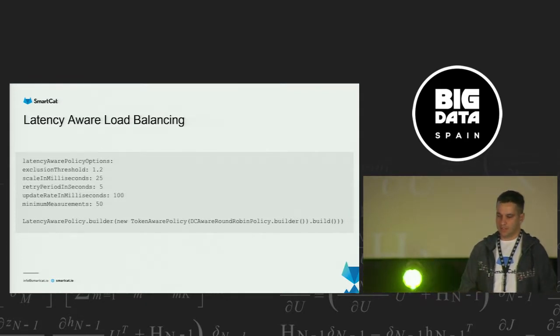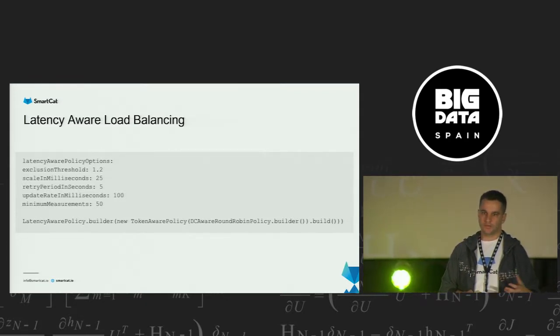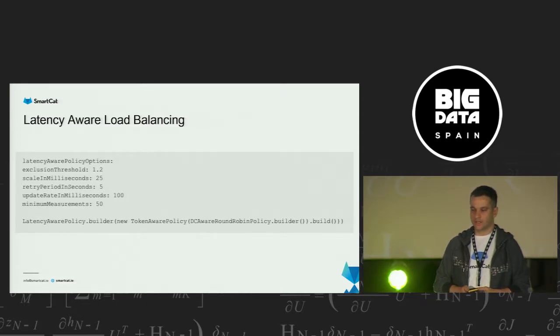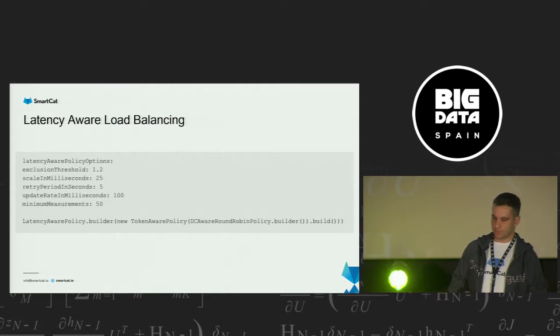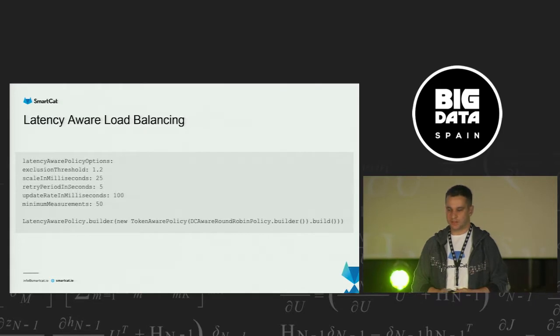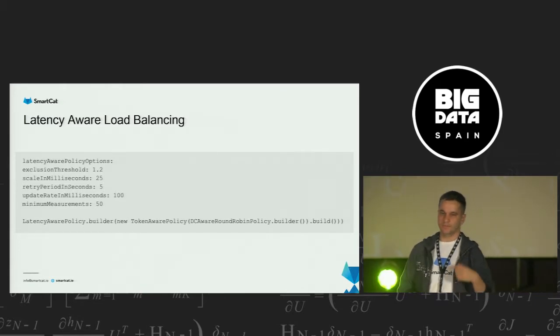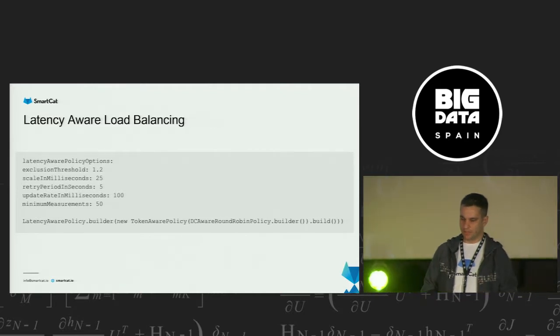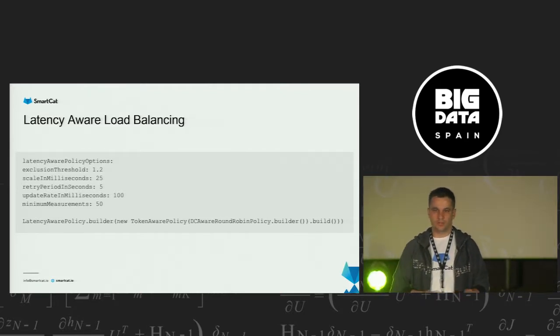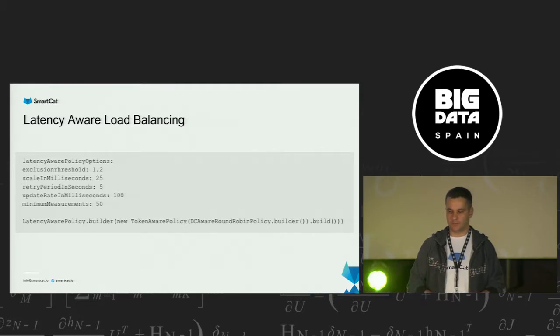Scale, in milliseconds: how much significance you want to add to historical points. If this is lower, then you want to put more significance on recent measurements than older ones. Retry period: for how long it should penalize the node. Update rate, in milliseconds: it is not calculating this average of latency for each request, but in this time window. And minimum measurements: we should not penalize from the start. We need a certain amount of measurements in order to start measuring.